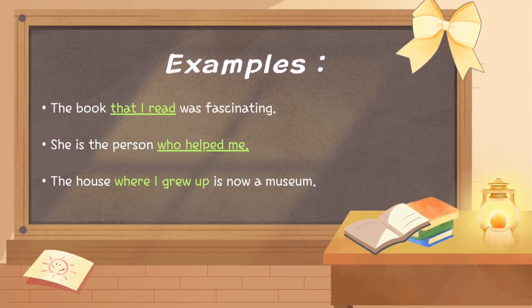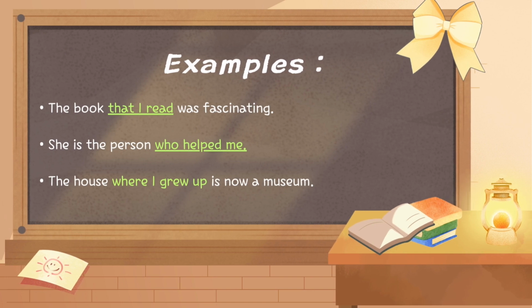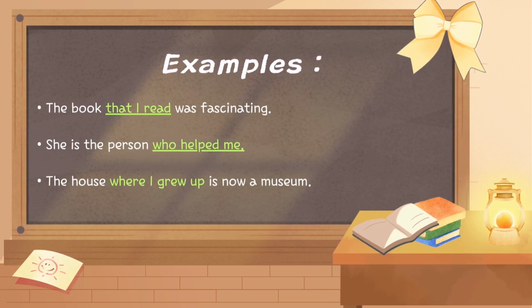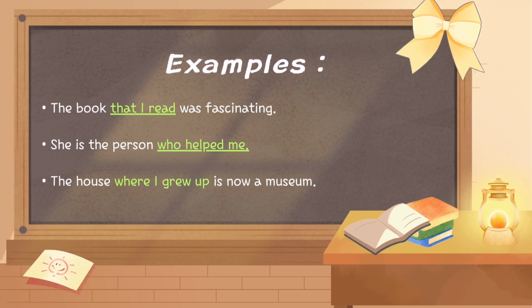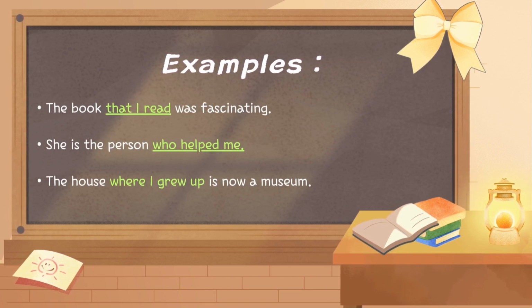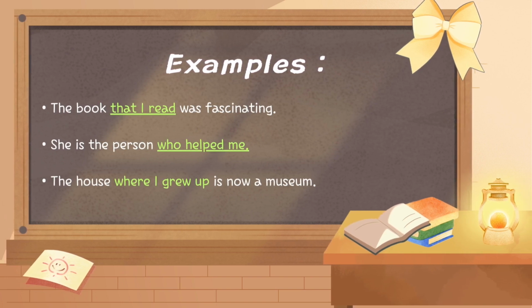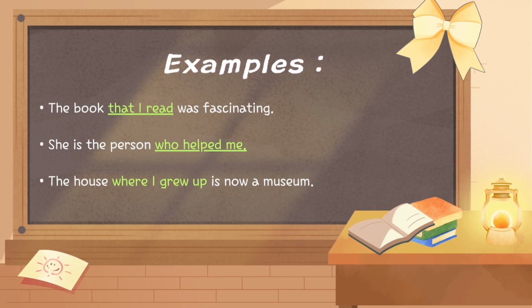The second is the adjective clause with who. When referring to a person, we often use the relative pronoun who. For example, she is the person who helped me. Here, who helped me is an adjective clause that modifies person, giving more detail about who the person is.